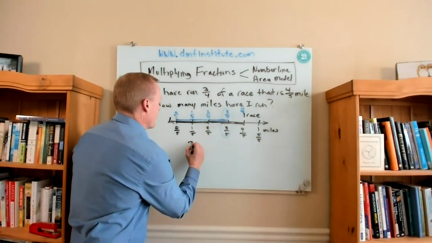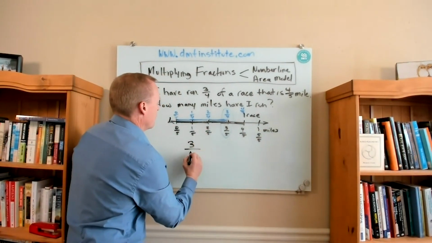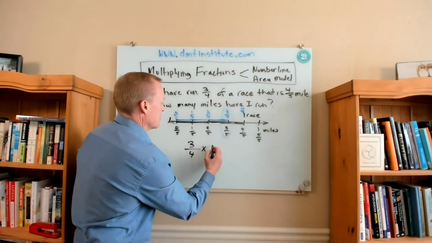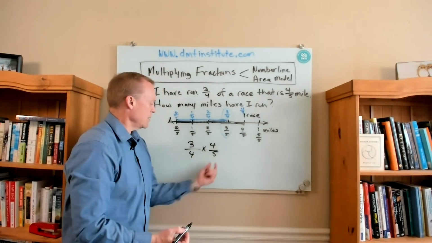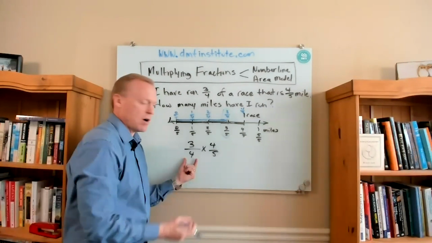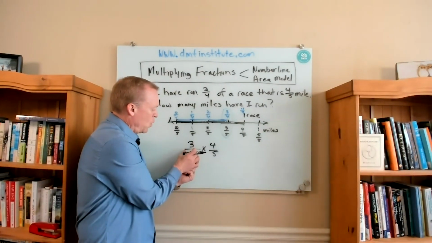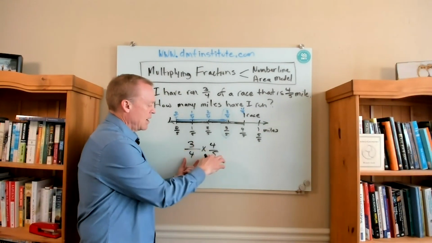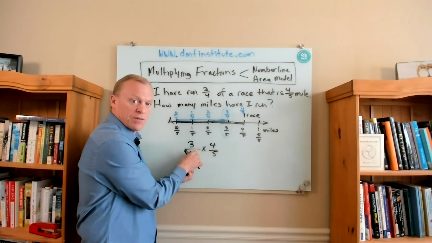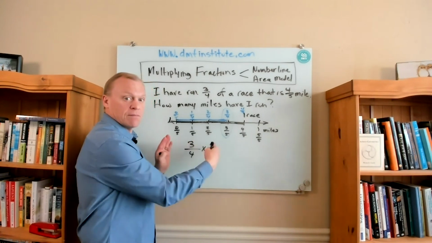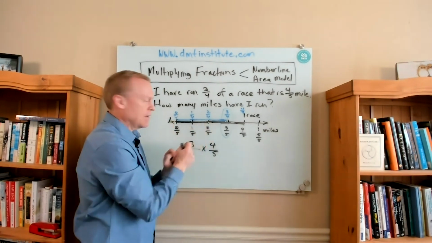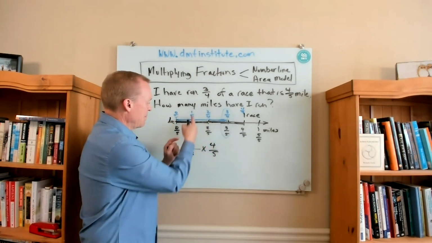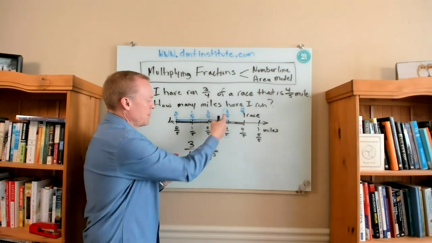So we have 3/4 times 4/5. So the race, the amount that I've run so far, and if you think of it, if it was 1, 4/4, I ran the entire race. 3/4, I've only run part of it. If I would have run 1/4, then you can see that amount here. It's 1/5 of a mile, 2/5 of a mile, 3/5 of a mile.